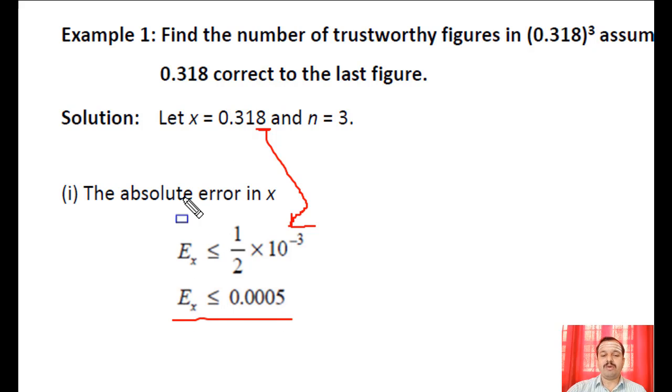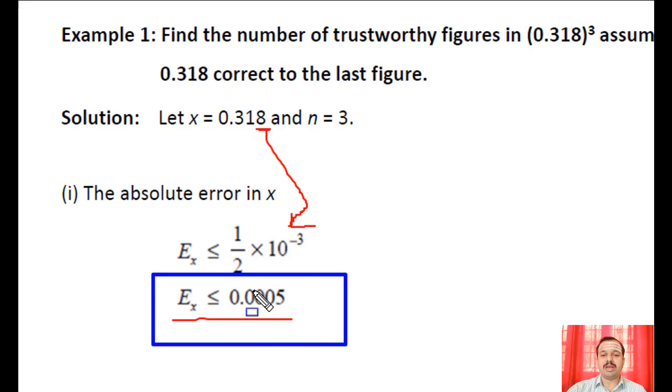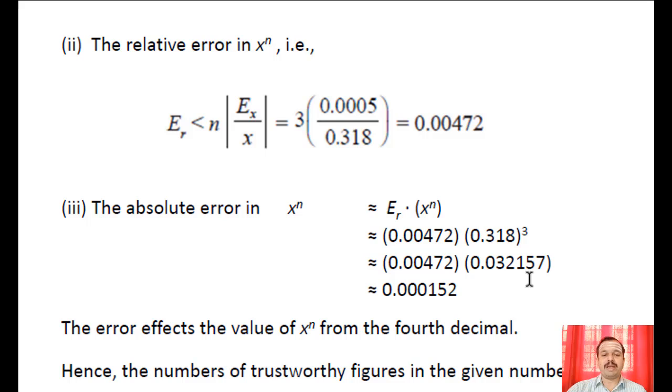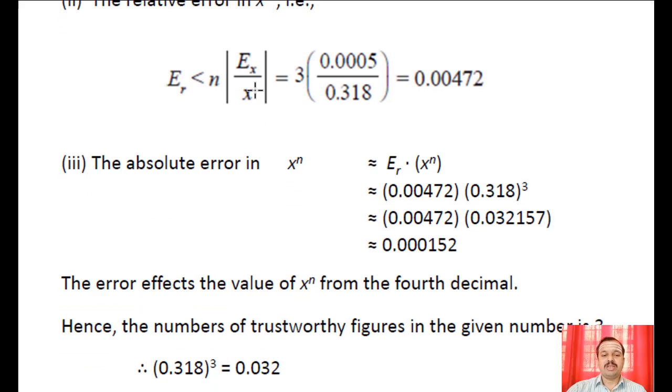So this value of Ex we will be using now in the formula of error in the number x to the power n. That is very important. So what is the error in the number x to the power n? The relative error in the number x to the power n is always given by n into modulus of Ex divided by x. This is the formula which we have stated at the beginning.